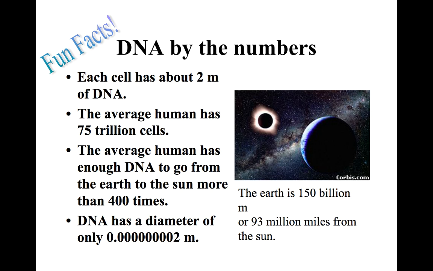That means I could get your DNA, if I strung it out from end to end, from the Earth to the sun, more than 400 times. So even though if we strung it out, it's super long, it would be very, very thin. So you can see the diameter down there at 0.00000002 meters. So really thin.